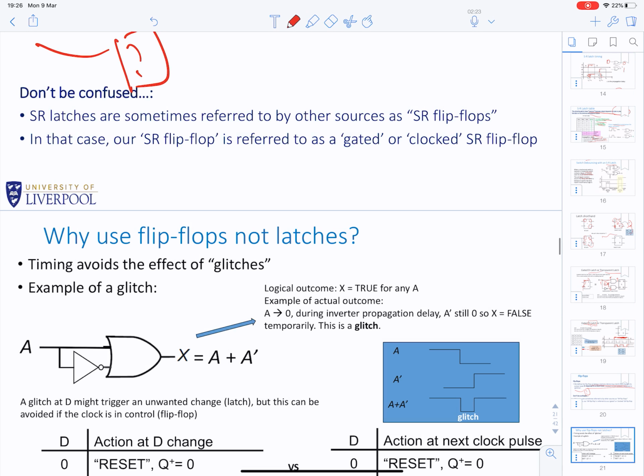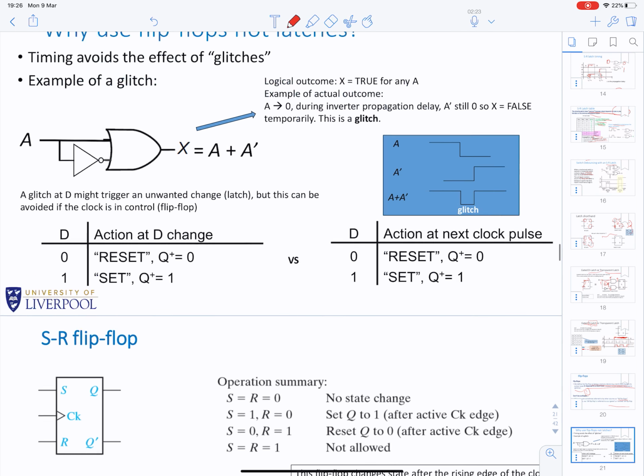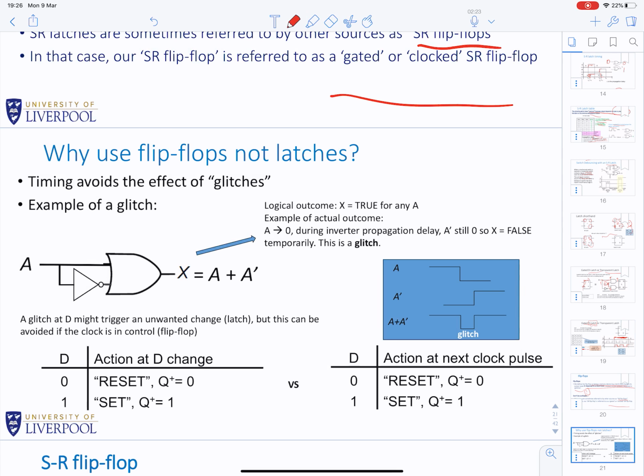Don't be confused. The S slash sometimes refers to other sources like this as a flip flop. In some cases, a flip flop is the gated or clocked latch. Gated or clocked, yeah. And why flip-flops, not latches? It is just to avoid the glitch. Oh, thank you. Oh, I see. Why use flip flops, not latches, to avoid glitches?